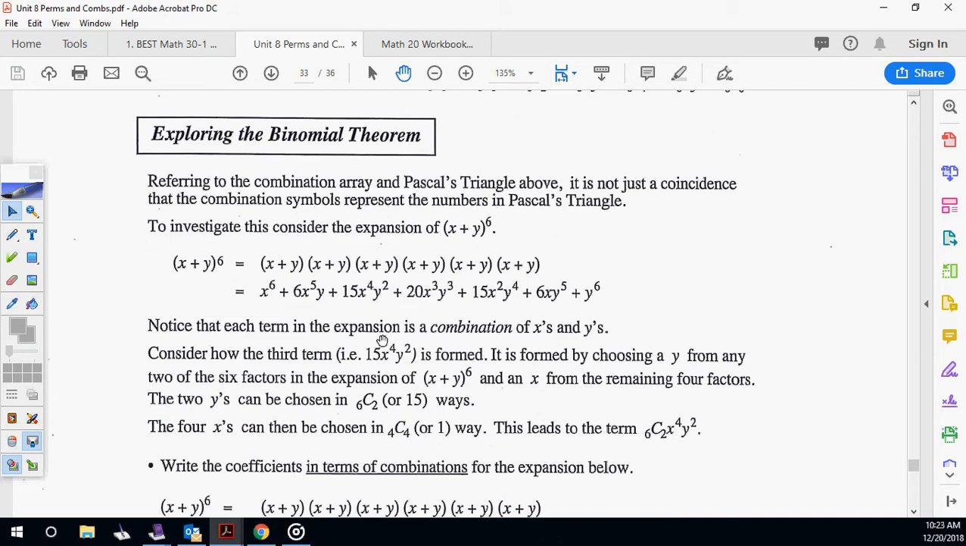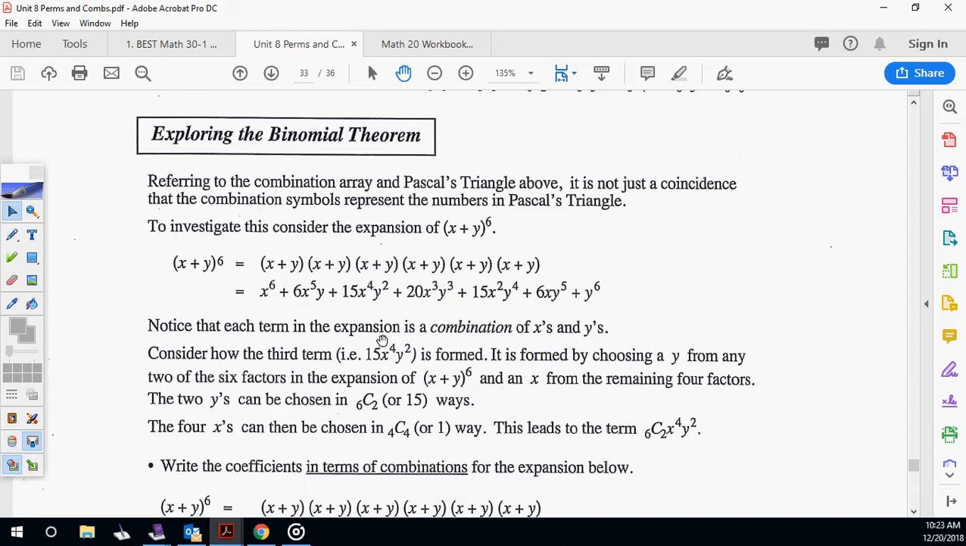Exploring the binomial theorem. Referring to the combination array in the Pascal's triangle above, it's not just a coincidence that the combination symbols represent the numbers in Pascal's triangle. To investigate this, consider the expansion of x plus y to the sixth. We know by the Pascal's triangle that the coefficients come out as 1, 6, 15, 20, 15, 6, and 1.